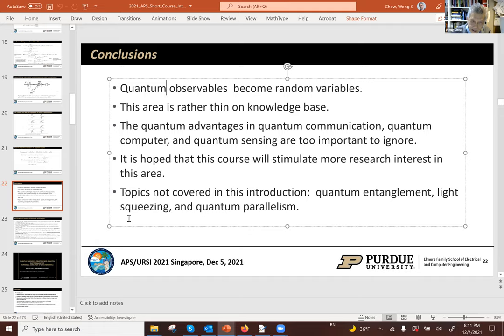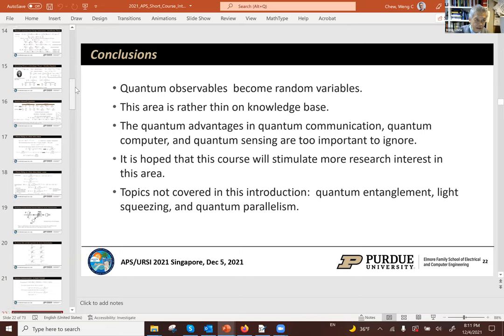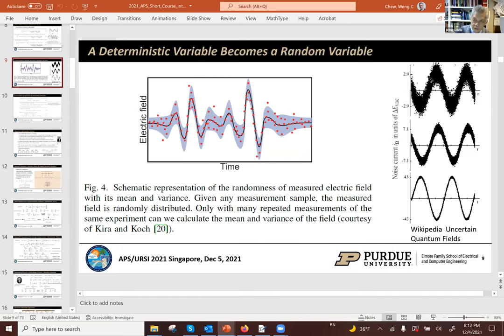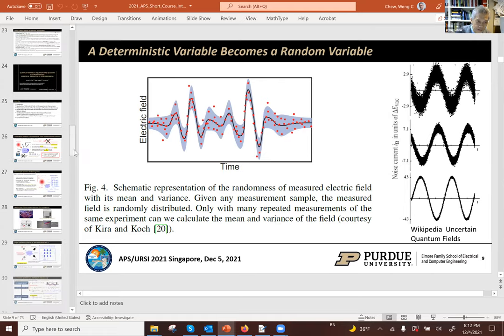Another one is quantum squeezing of light, where you can use that to improve the signal to noise. As you can see, these things are very noisy. You can use squeezing of light to improve the signal to noise ratio of these things.